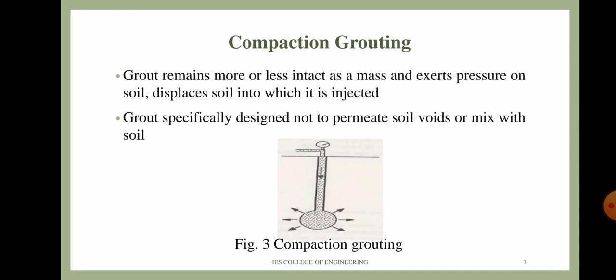Compaction grouting. In this case, the grout remains more or less intact as a mass and exerts pressure on the soil or rock. And the grout used here is specifically designed not to permeate through the soil voids or mix with the soil. In this figure, it is clear that the grout is pumped or injected through a pipe called grout pipe and injected to the bottom, and there it forms a bulb-like structure called grout bulb.